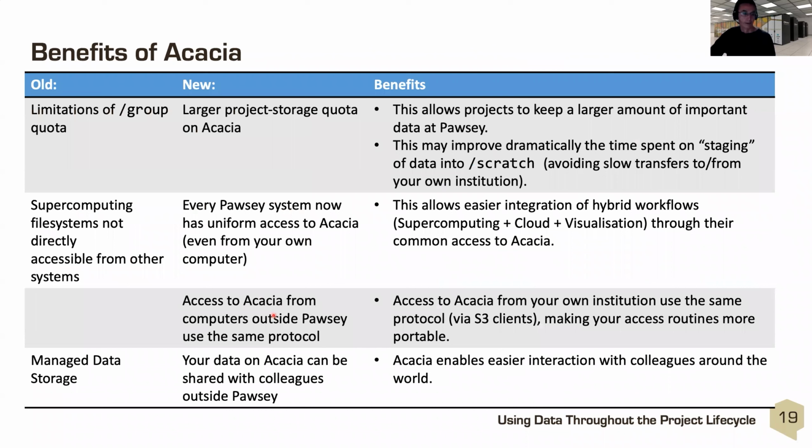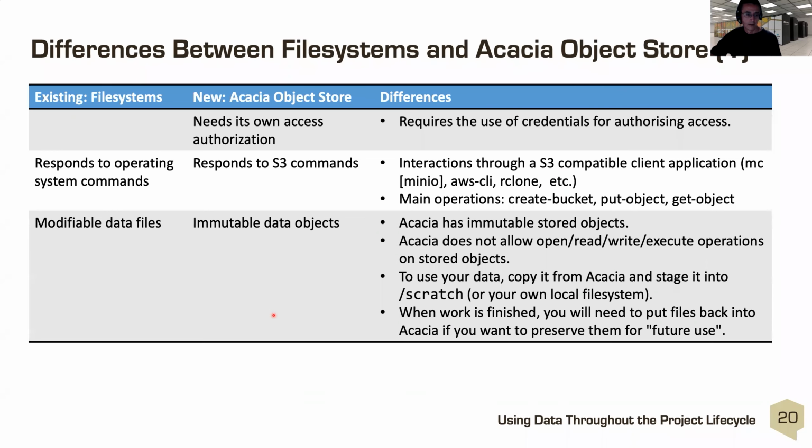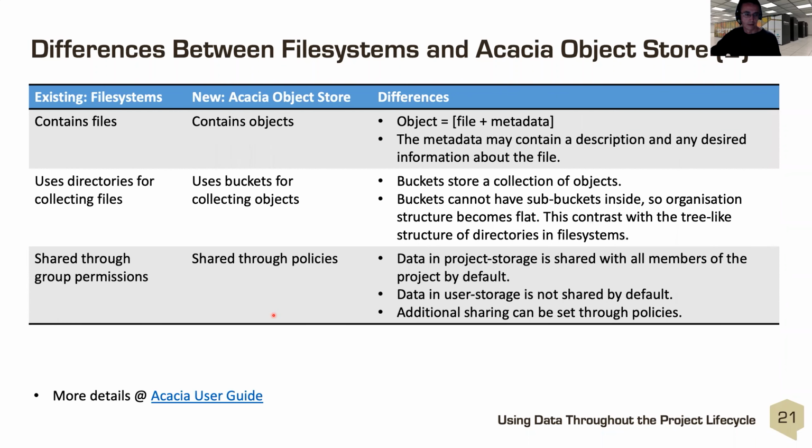These tables just summarize the same concepts that I already said about Acacia, so I will not go through them. If you come back to the presentation, it will be easier to have these tables and understand some differences between the existing file systems and the new Acacia object storage, and the benefits of Acacia. The only thing that I haven't mentioned in the previous slides is this point about policies.